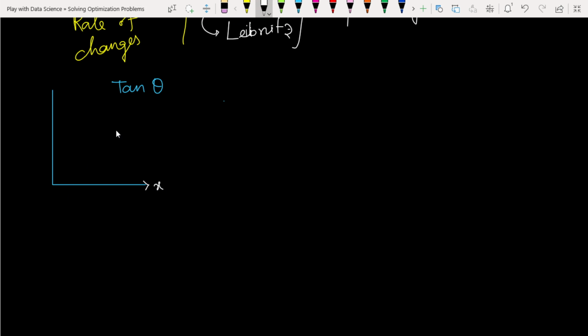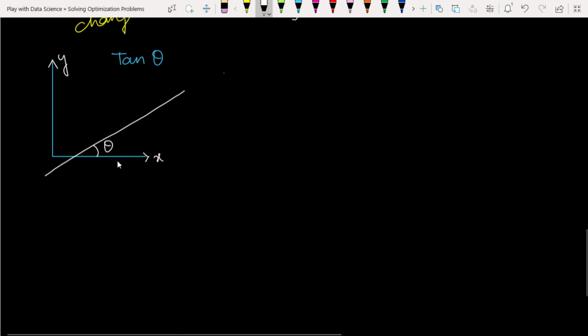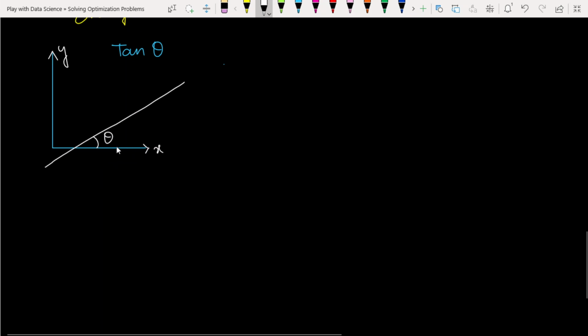If this is our x-axis and this is our y-axis, tan theta means this tangent value. The tangent will be positive when the theta value lies between 0 and 90 degrees. If 0 is less than theta less than 90 degrees, then only our tan theta is positive.